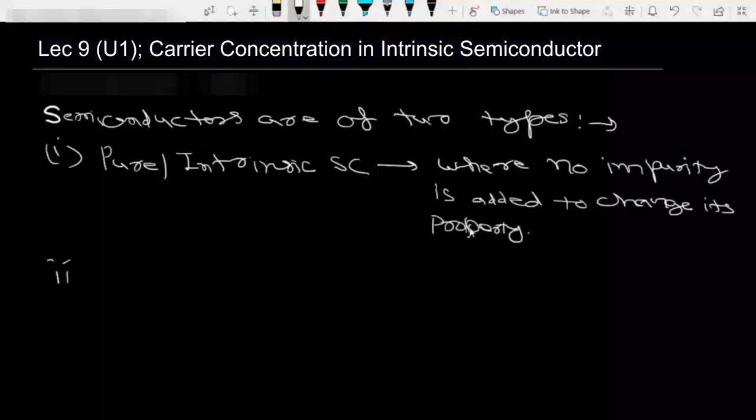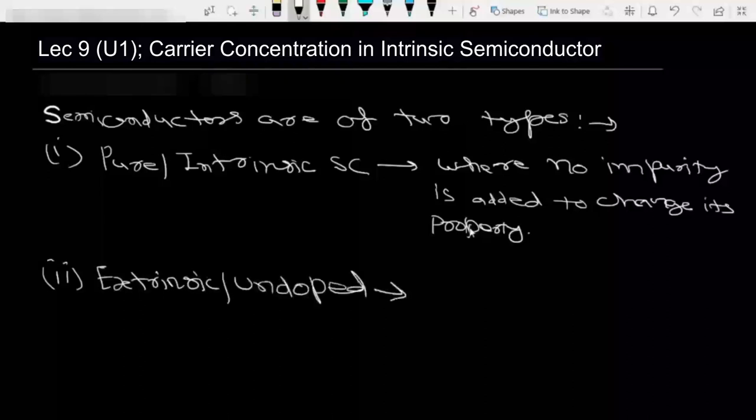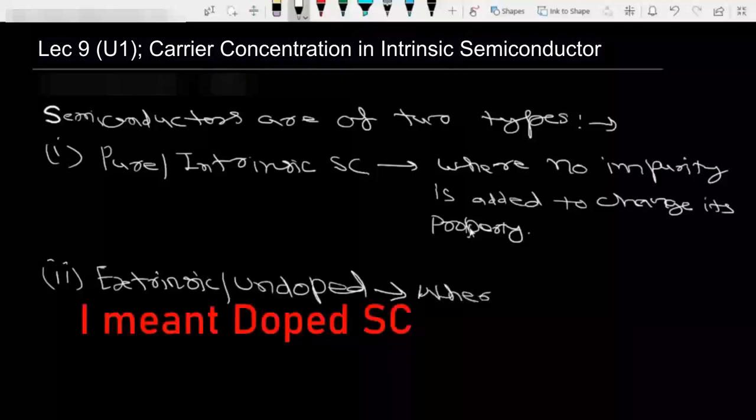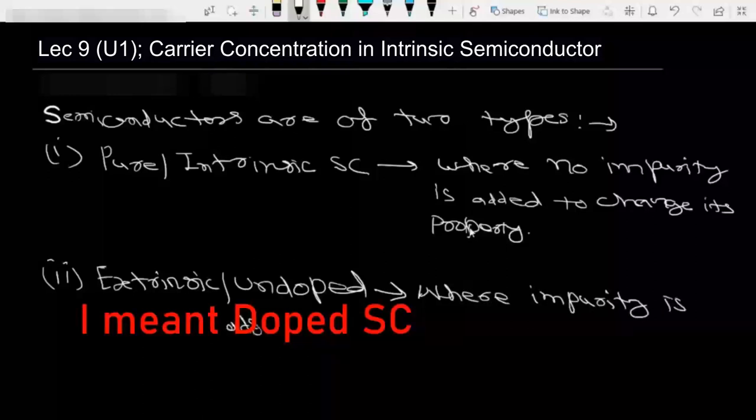and the second type of semiconductor is extrinsic or doped, where impurity is added to improve its property.